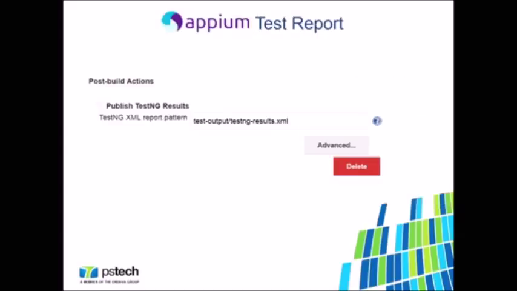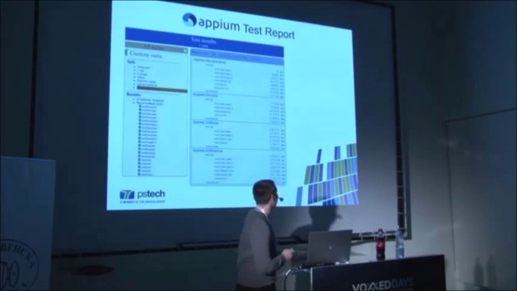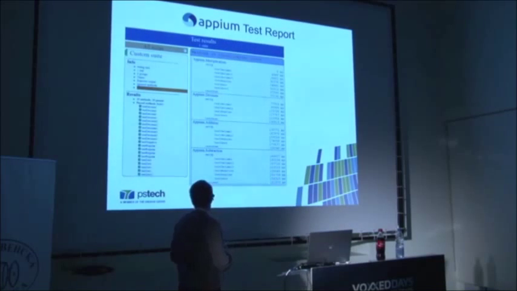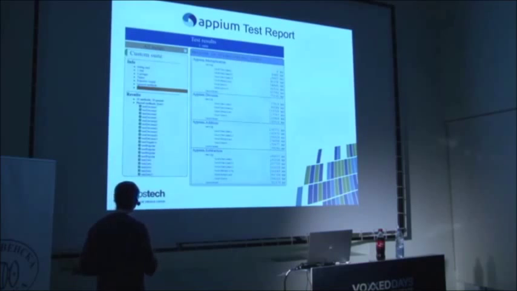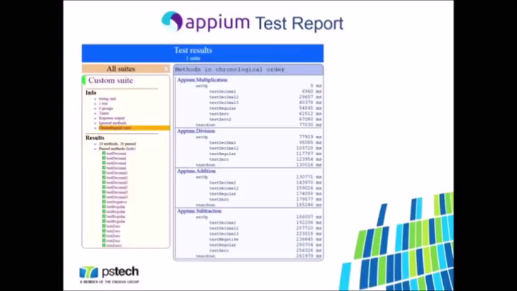Test report, post-build action section. We said we are using the TestNG runner for running the tests, so we want to publish TestNG results. We are giving the path to the XML file of our tests, and the report looks like this. You can see all the methods that were run, and the chronological order in which they started executing. You will see the setup done first at the beginning, after about 7 seconds the first test, and so on and so on.